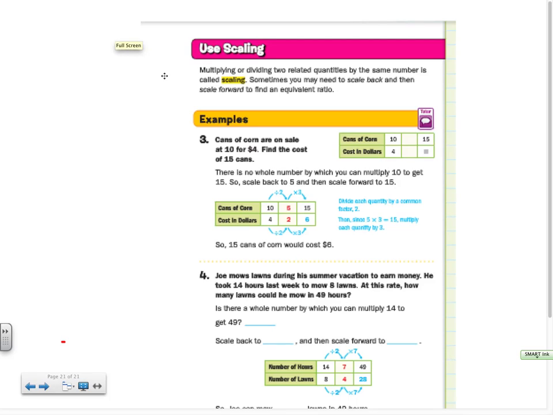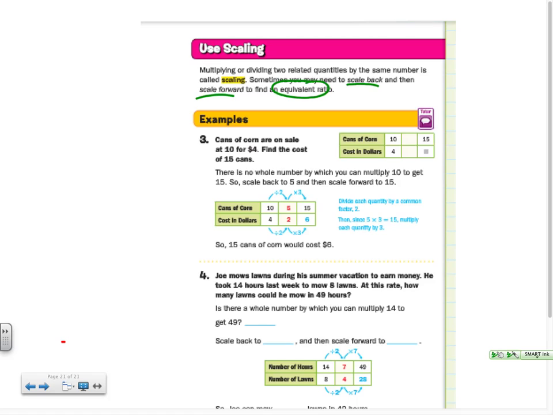Okay, we are on the next page, page 41. We're going to look at use scaling. So let's just go over this together. Multiplying or dividing two related quantities by the same number is called scaling. Sometimes you may need to scale back and then scale forward to find an equivalent ratio.